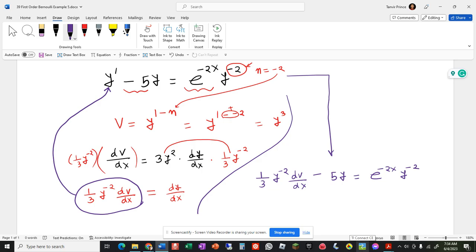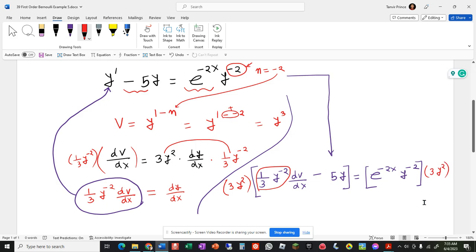Here you have y, x, and v. But our goal is to get rid of y, and you should end up with a linear equation for v. So to do that, you need to make the coefficient of dv dx 1. So I have to make this one 1. So you multiply both sides by the reciprocal of that. So let's multiply the left hand side and the right hand side by the reciprocal. So let's do that. So the reciprocal of 1/3 is 3, and the reciprocal of y to the power negative 2 is y squared. So let's multiply both sides by 3y squared.